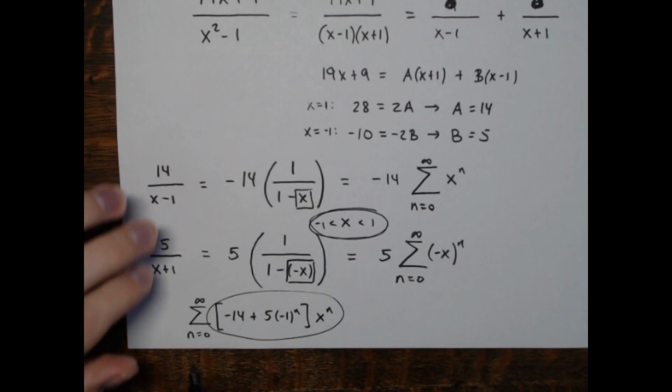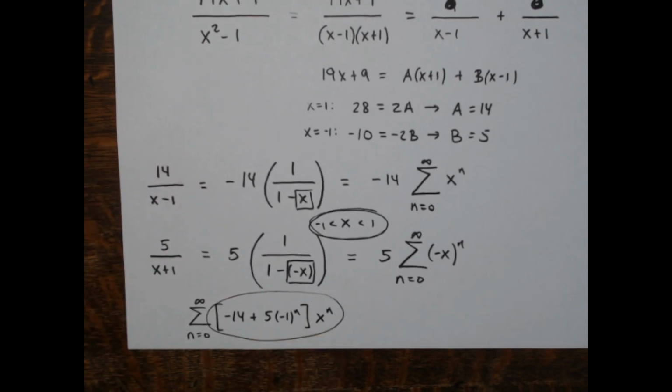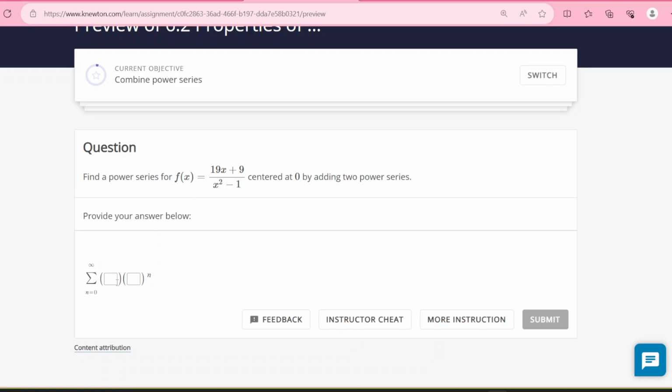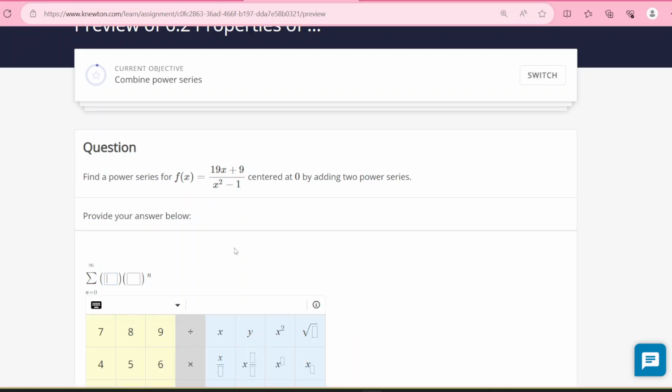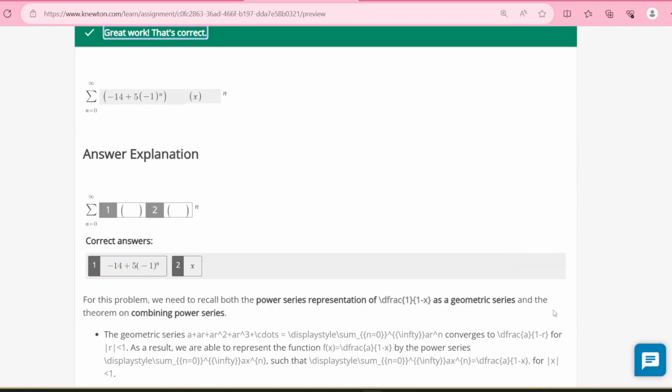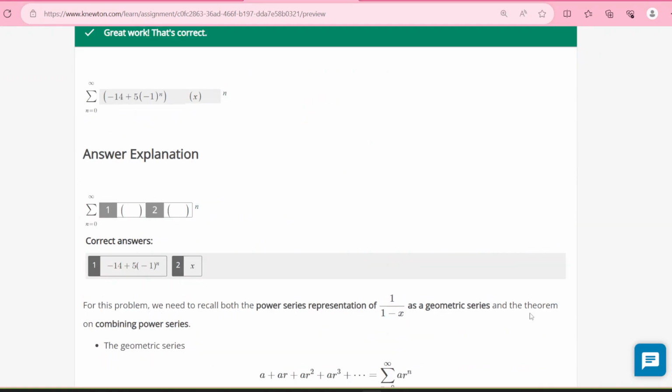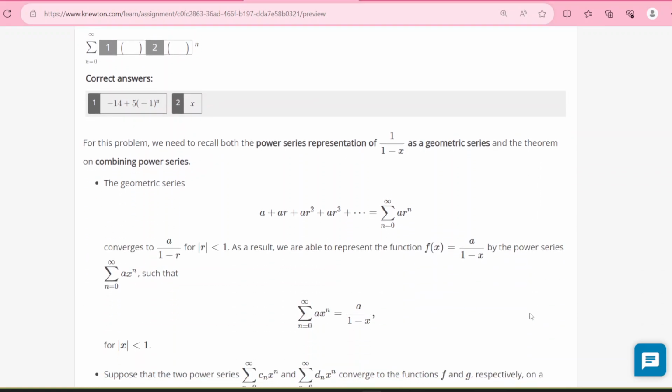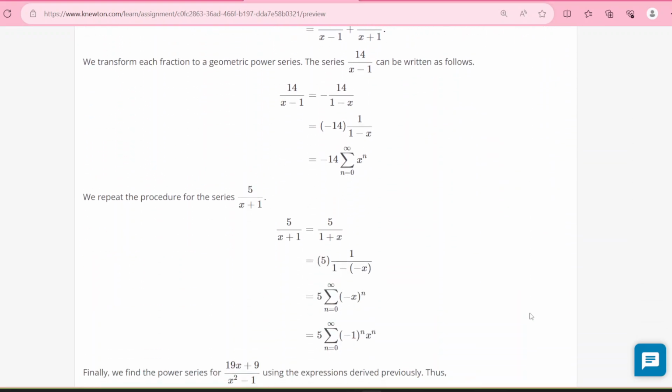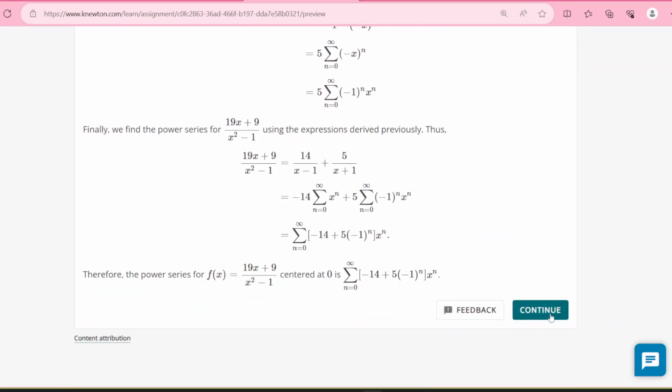This is what they want us to fill in here. The coefficient expression, and then your x to the nth. So the coefficient expression, I have negative 14 plus 5 times negative 1 to the nth. Those are your coefficients, times just straight up x to the nth. They want it centered at 0, so I want just powers of x minus 0, or just x to the nth. Great. Again, please read through the answer explanations.